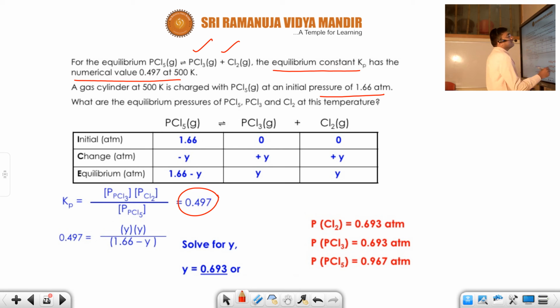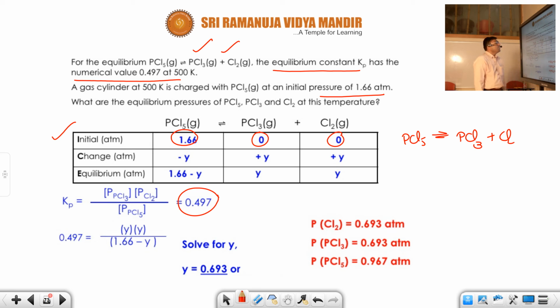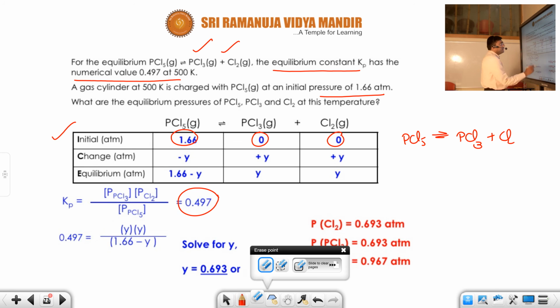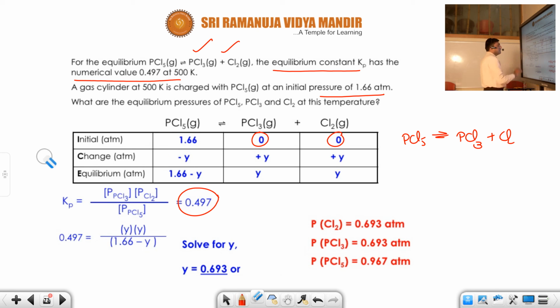So this reaction is called dissociation of PCl5. When PCl5 gets dissociated, it gets dissociated into PCl3 plus Cl2. Students, initially the amount of PCl5 is given as 1.66. Initially the products are 0. When you start the reaction, products are 0, but the initial PCl5 is 1.66. Now, students, let us assume Y is reacted. So Y will be formed. That means PCl3 Y and Cl2 Y is formed.